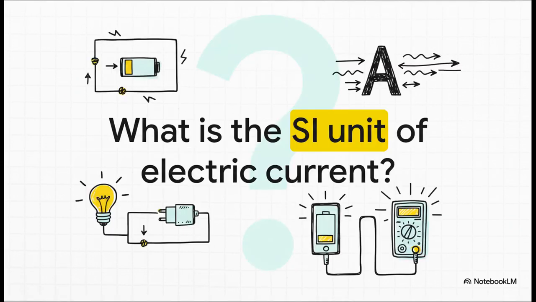Okay, pop quiz time. What do we measure current in? If you're thinking C, ampere, you are spot on. 1 ampere, or amp for short, means that 1 coulomb of charge is flowing by every single second. So next time you see 1A or 2A on your phone charger, you'll know exactly what that means.